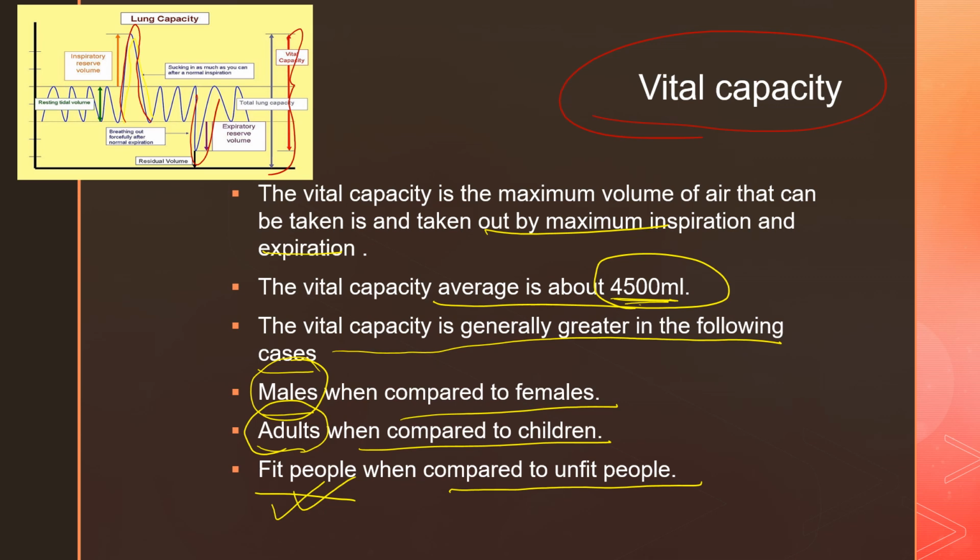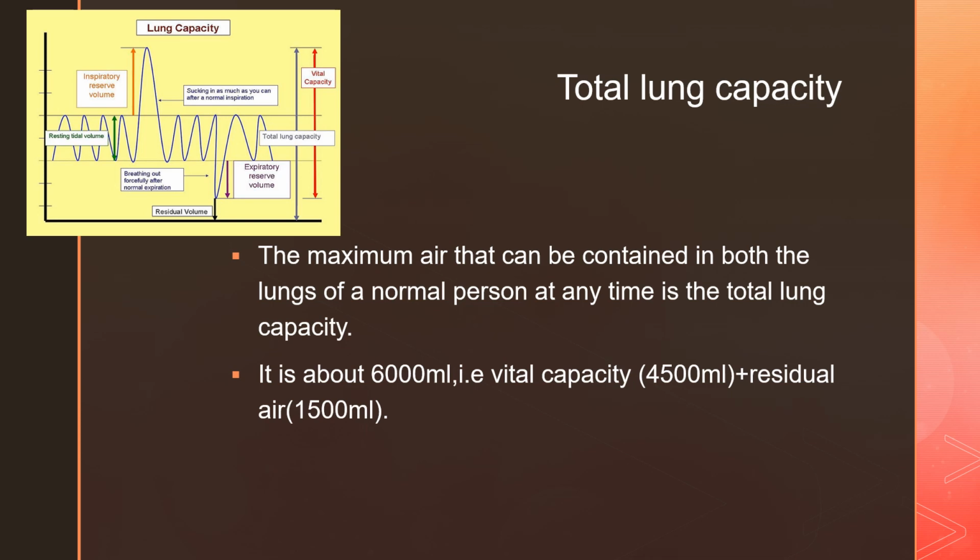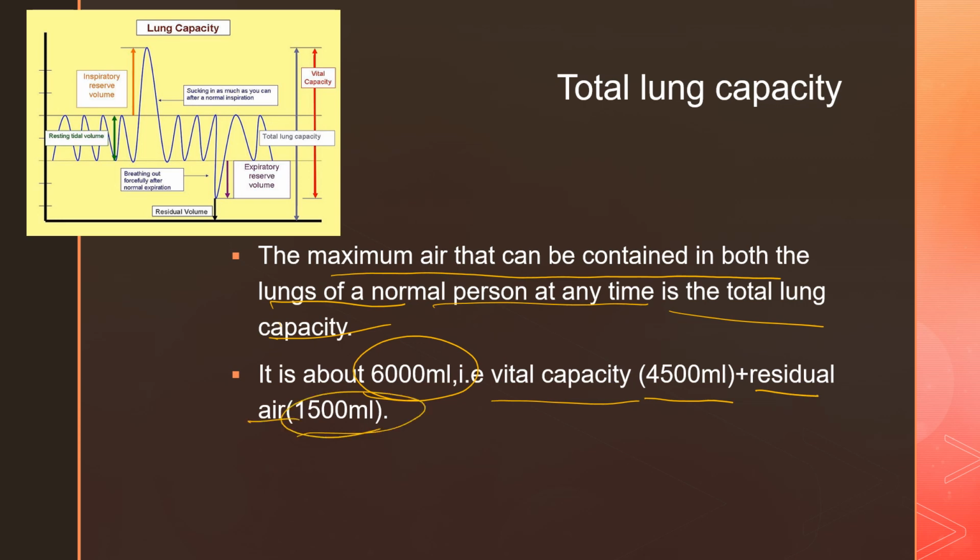Now the last one we will see. The last one is the total lung capacity. So what is the total lung capacity? It is the maximum air that is contained in both the lungs of a normal person at any time. Whatever amount is present in your lungs, the volume of that air is called the total lung capacity, and it is about 6000 ml. Now vital capacity, that is 4500 ml, plus residual air, that is 1500 ml, is the total lung capacity. So these are all the volumes and capacities, and this episode is completed in this part only.